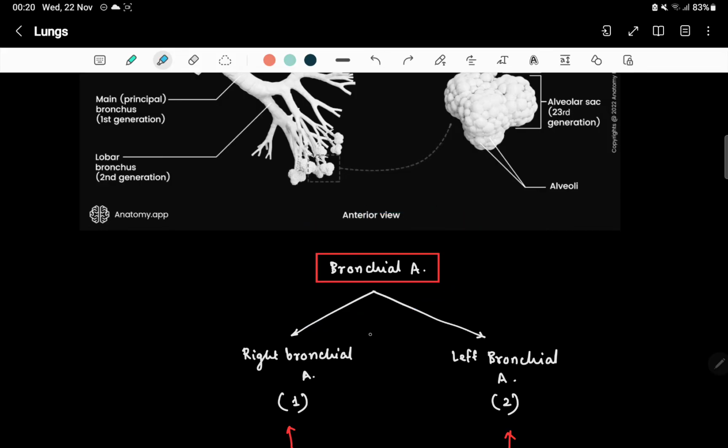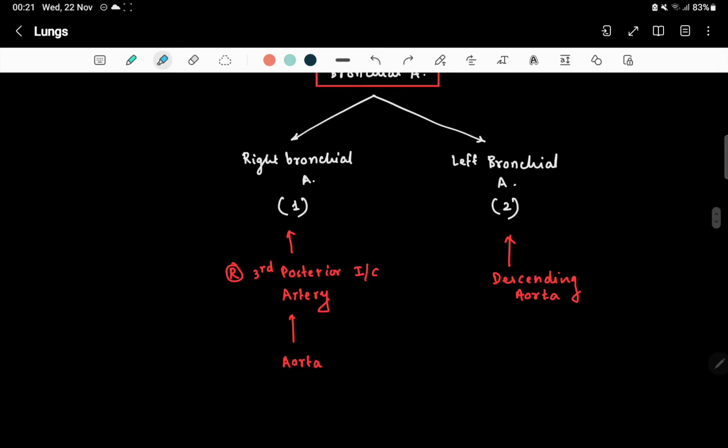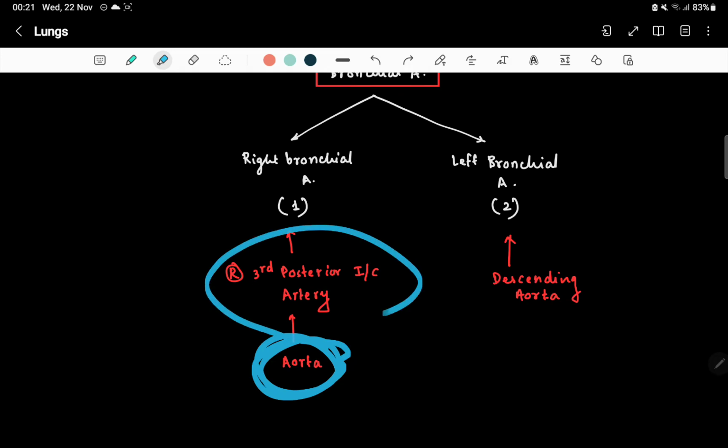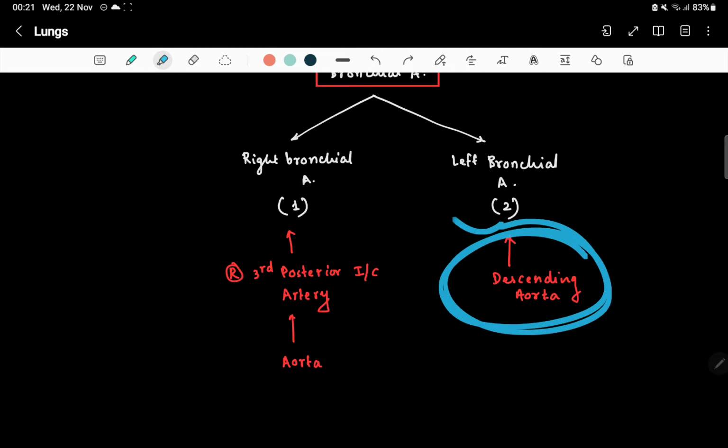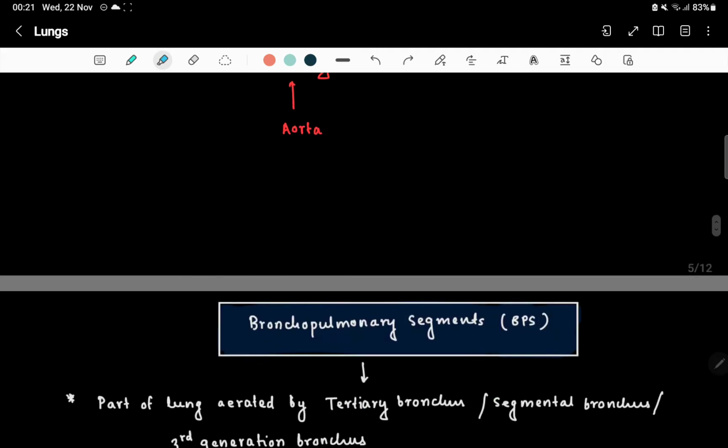Talking about the bronchial arteries, there is the right bronchial artery and the left bronchial artery. The right bronchial artery is 1 in number, the left bronchial artery is 2 in number. The right bronchial artery is a branch of the right third posterior intercostal artery, and the left bronchial artery is a branch of the descending aorta.